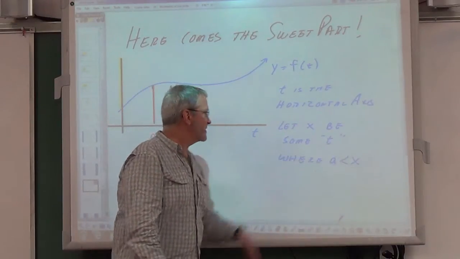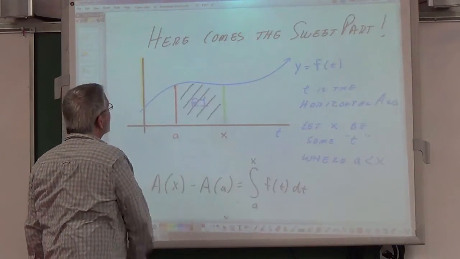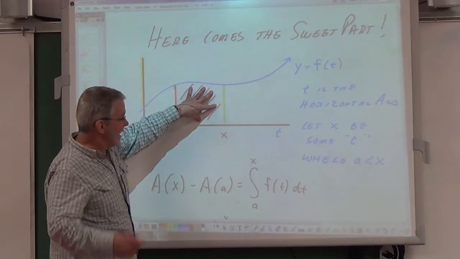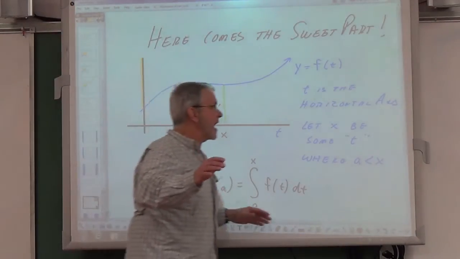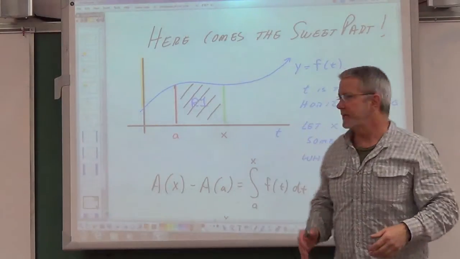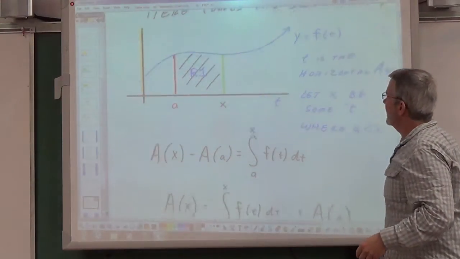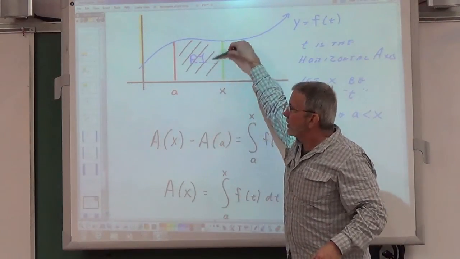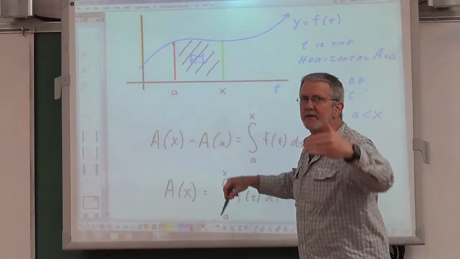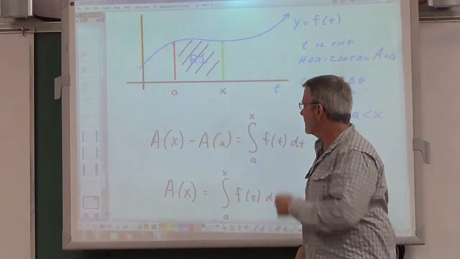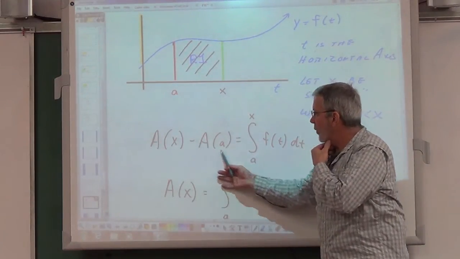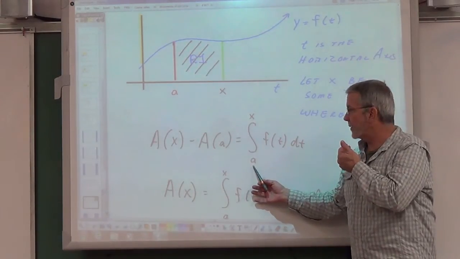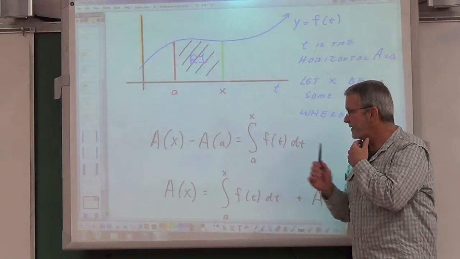x is going to be some t, and what are we going to do with this? What we're going to do is, again, I'm going to look at this region 1 in like manner, the same area function. I'm going to look at a of x minus a of a. I'm going to look at that region the same way that I've been doing since the beginning of my discussion. And I'm going to say, hey, you know what? That is equal to the integral from a to x of f of t dt.